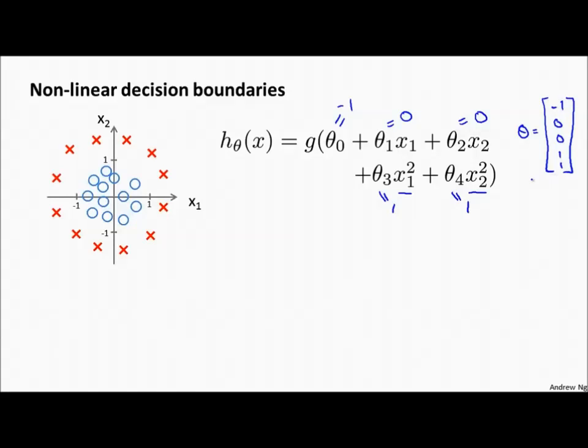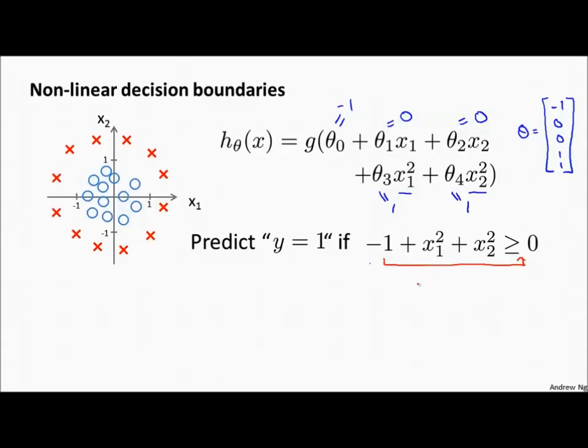Following our earlier discussion, this means that my hypothesis will predict that y is equal to 1 whenever -1 plus x1 squared plus x2 squared is greater than or equal to 0. This is whenever theta transpose times my features is greater than or equal to 0. And if I take -1 and bring this to the right, I'm saying that my hypothesis will predict that y is equal to 1 whenever x1 squared plus x2 squared is greater than or equal to 1. So what does this decision boundary look like?